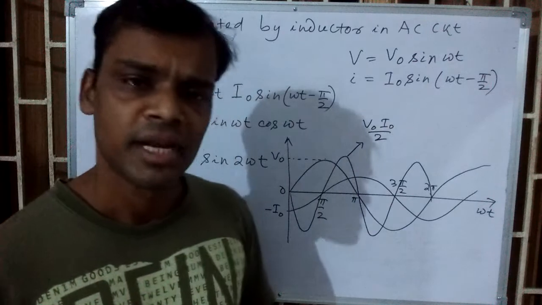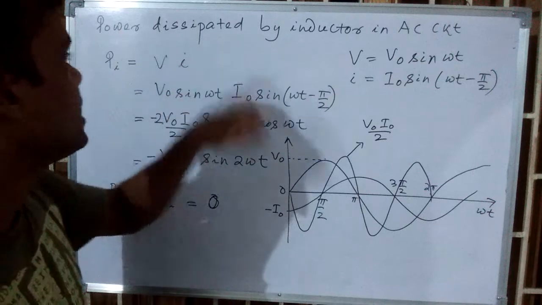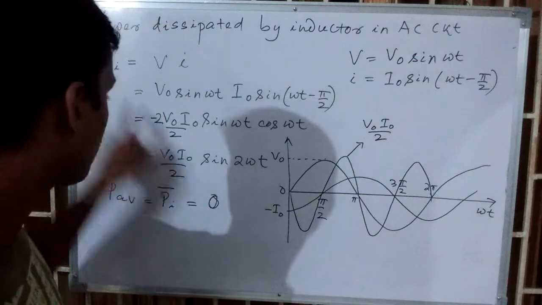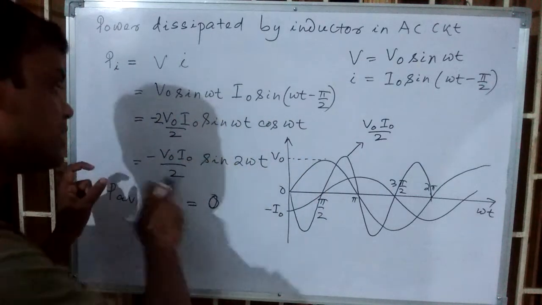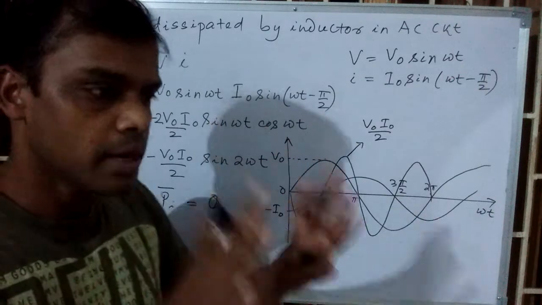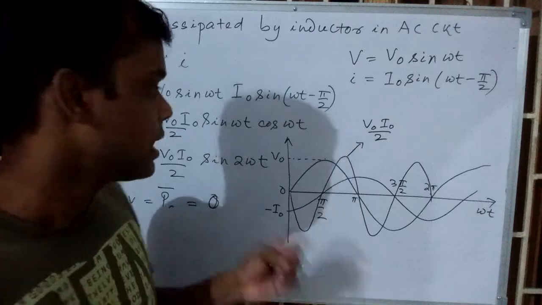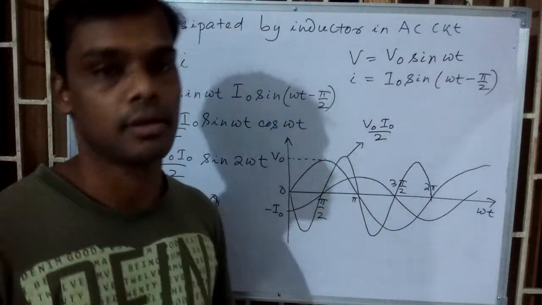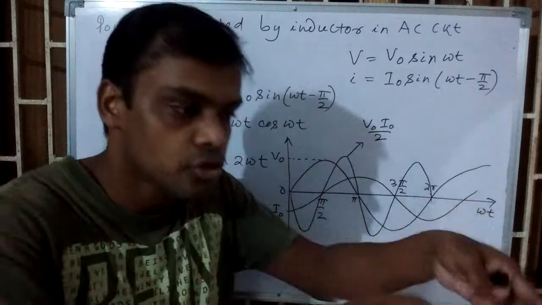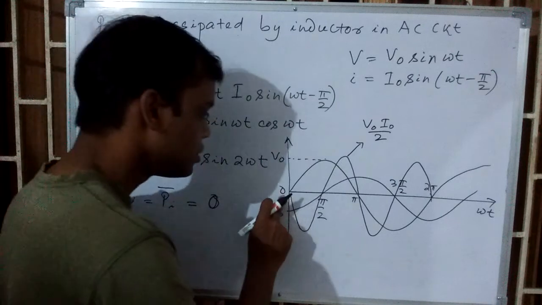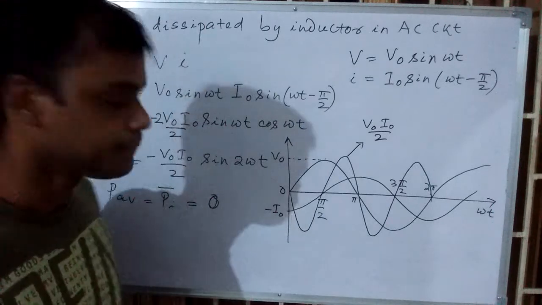What is negative power meaning? We are deriving for power dissipated by inductor. That means this is power dissipation expression. Power dissipated means if this expression is positive, then some power is being consumed by inductor. But if this is negative, what does it mean? Negative means it supplies power. If positive power is dissipation, then negative power is of course supply of power. That means from 0 to pi by 2, inductor supplies power to the circuit.